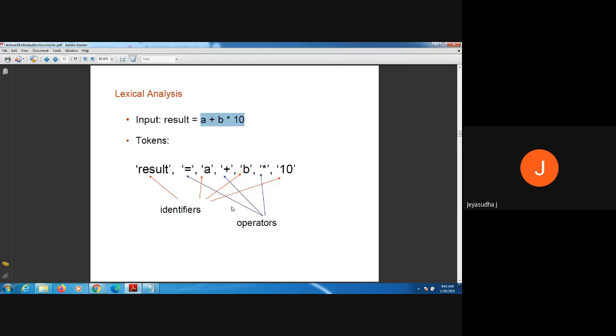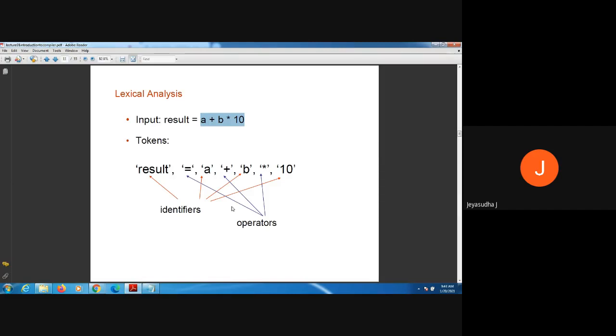So in lexical analysis, you're going to take a particular program and change it into tokens, and you're going to specify what type of token each one is. For example, for a, you will mention a is an identifier. Then you will take the token plus. Plus will be what? It will be an operator.